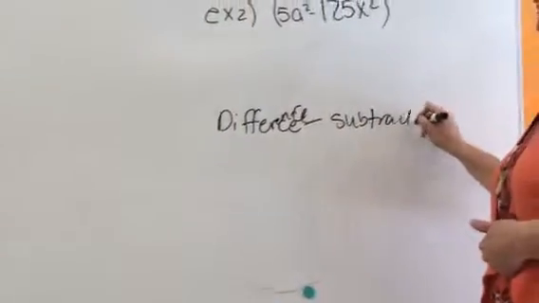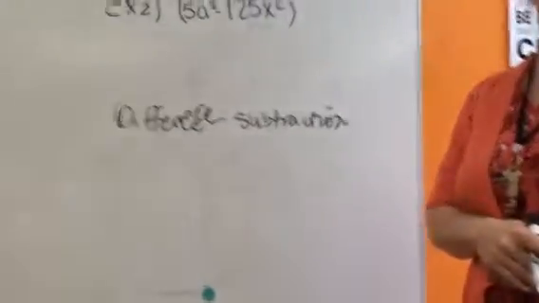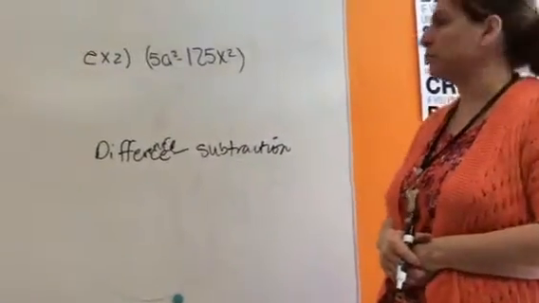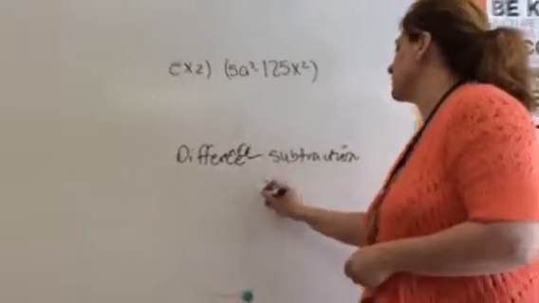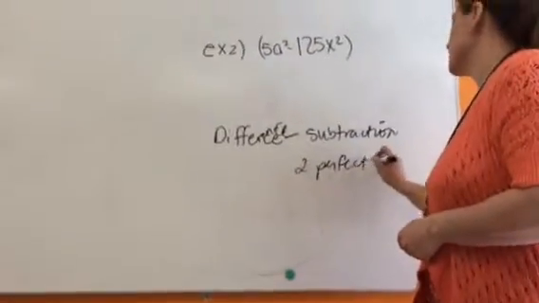Wait. Subtraction. Okay, so you can only do this with a subtraction problem. You cannot do this with an addition problem. So you've got to remember that. Two perfect squares. Okay, let's talk about perfect squares.